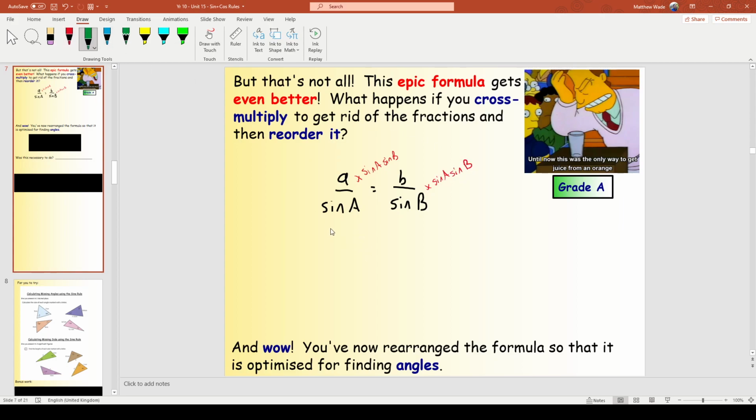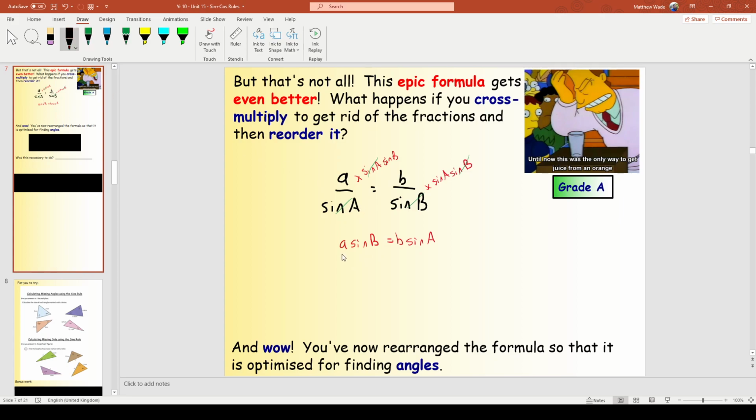We can do that awesome scratching out thing. And now this side doesn't have a fraction anymore. And now that side doesn't have a fraction anymore. So we're totally winning. So on this left-hand side, you're going to get A sine B. And on this side, you're going to get B sine A. Which is kind of cool, but it's still not brilliant. It's not as ready to go as I'd like it to be.